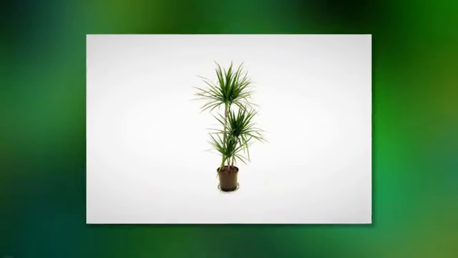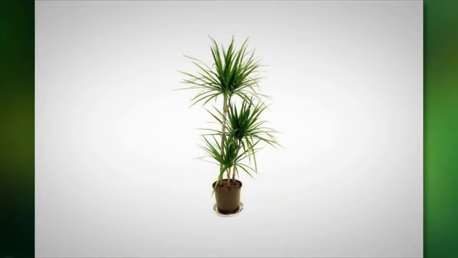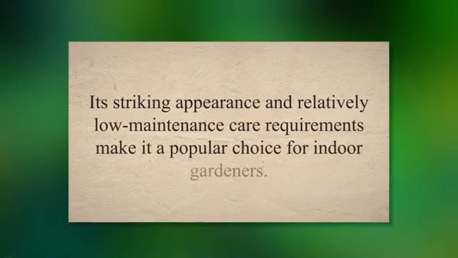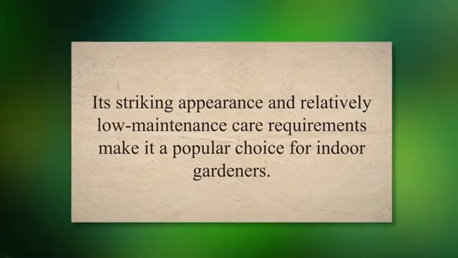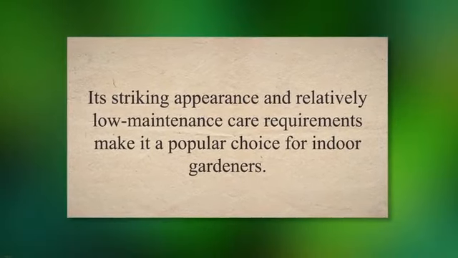The dragon tree is characterized by its slender, woody stems that branch out into a canopy of narrow, sword-shaped leaves with red or purple margins. Its striking appearance and relatively low maintenance care requirements make it a popular choice for indoor gardeners. There are 4 most common types of dragon trees.